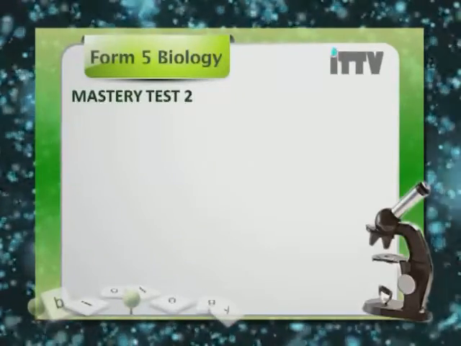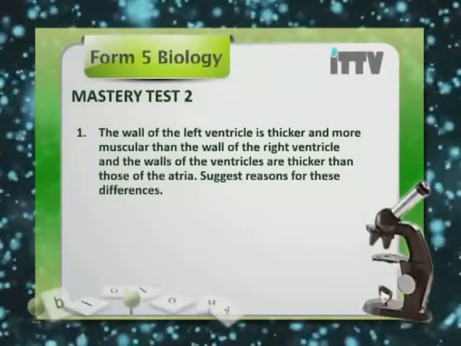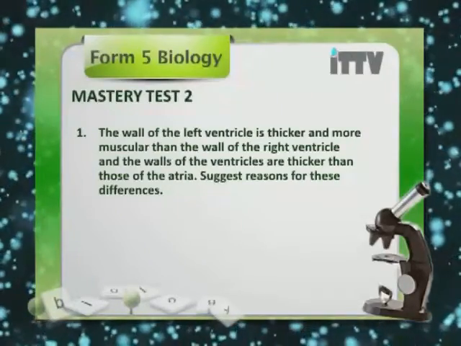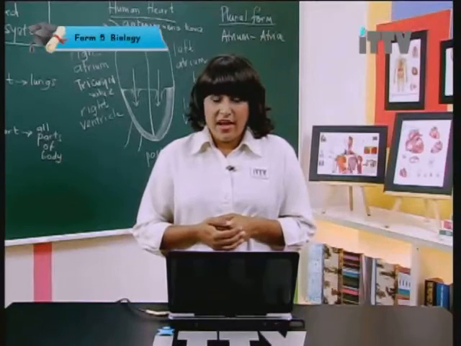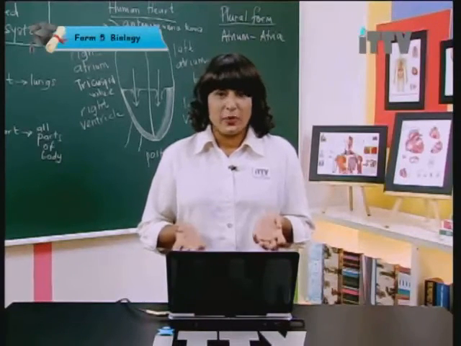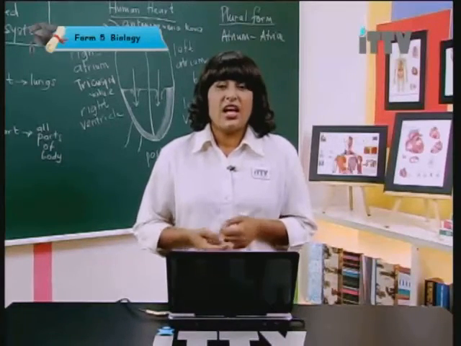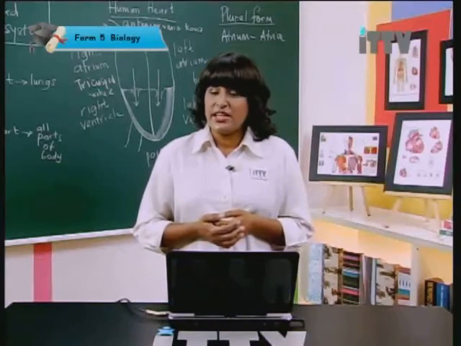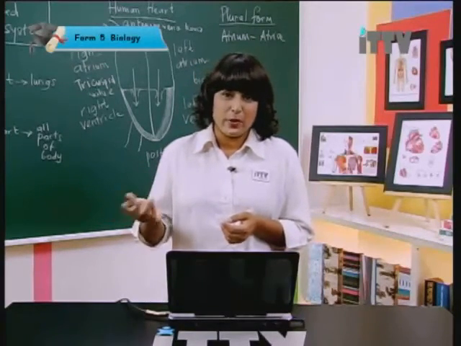Now let us do this mastery test 5. The wall of the left ventricle is thicker and more muscular than the wall of the right ventricle, and the walls of the ventricles are thicker than those of the atria. Suggest reasons for these differences. Okay, dear students, I think I made it very clear in the earlier part of the lesson that the atria has a much thinner wall owing to the fact that it only has to pump the blood to the ventricle, while the ventricles have to pump the blood back to the lungs or through the aorta to all parts of the body.